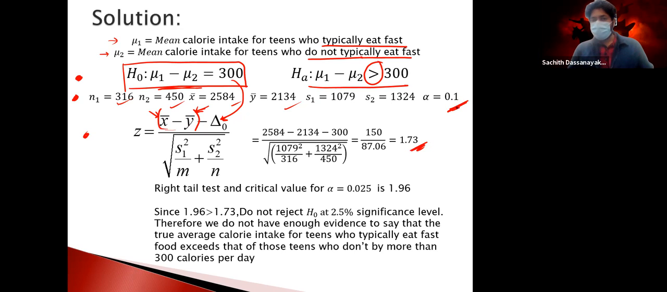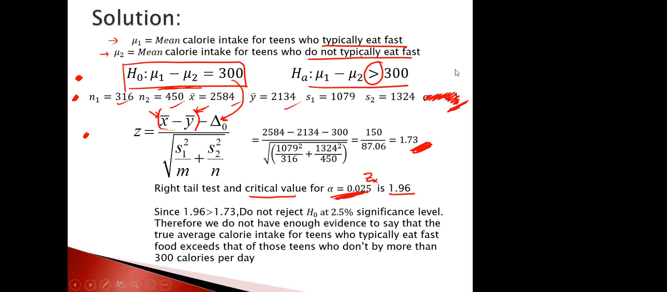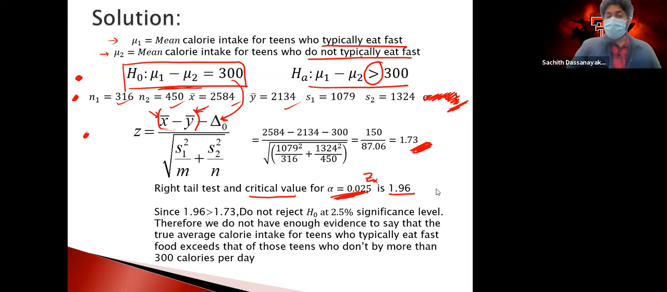What is this one? This is not alpha. I think alpha is 0.025, right? Based on alpha, they have used the critical value. You have the Z test statistic here, and find the corresponding Z value based on this, which means Z alpha. So it is 1.96.